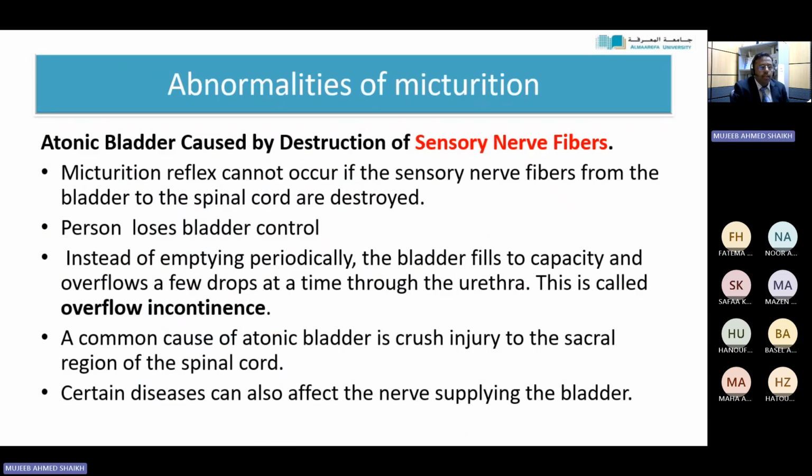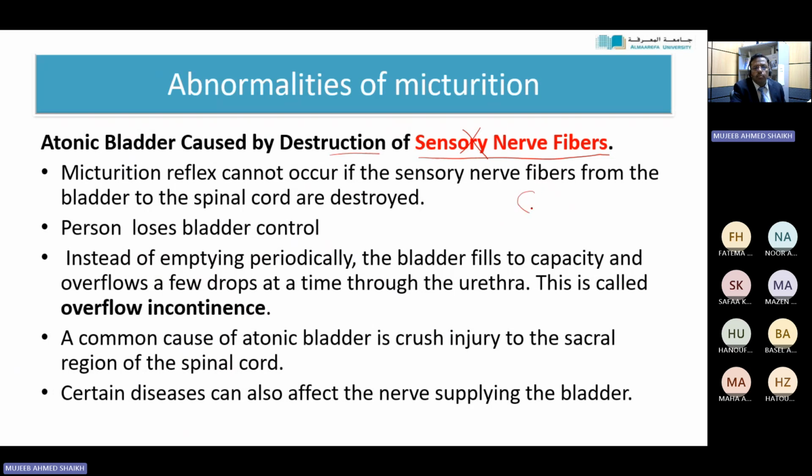What are the abnormalities of the micturition? Suppose there is a sensory nerve damage or destruction of the sensory nerve, which is making you aware about the collection of urine in the bladder. If these sensory nerves get cut or destroyed, or maybe infected for some reason, what will happen? There will be no sensation of micturition.